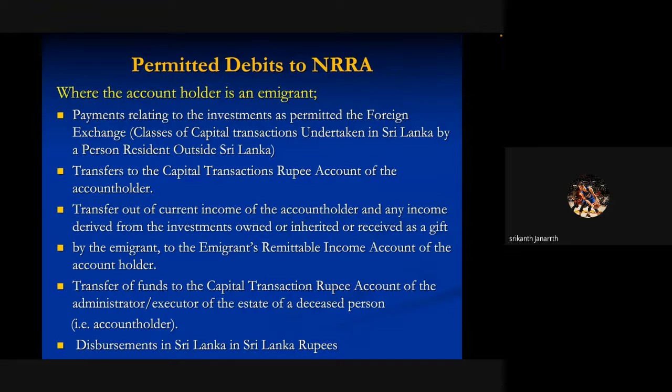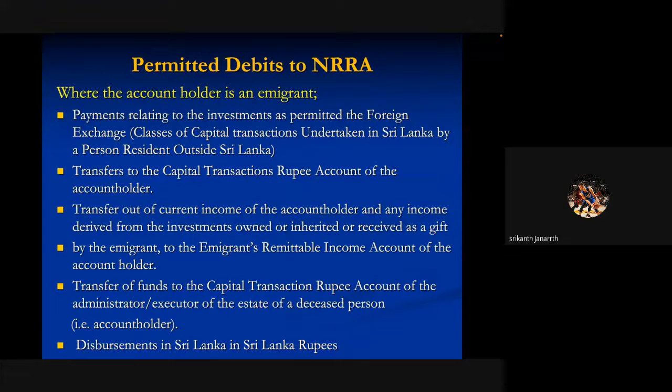If you want to send the money through a capital transaction, you can transfer, because you want to send it through the CTRA. Transfer out of the current income of the account holder, any income derived from the investment. Yes, you can transfer the current income of the account holder, any income derived from the investment owned, inherited, whatever income you own, you can transfer out of your current income as a gift by the immigrant. This is one point to remember, as a gift to the immigrant remittable income.